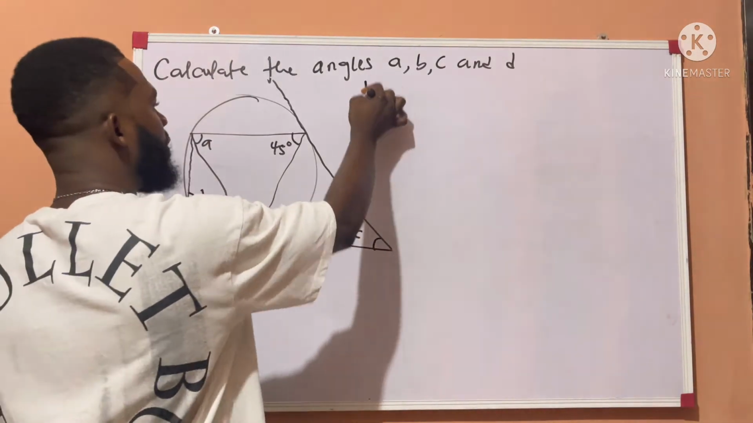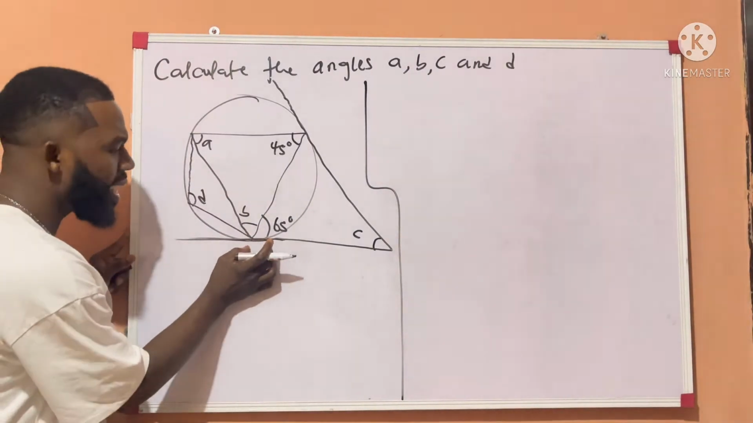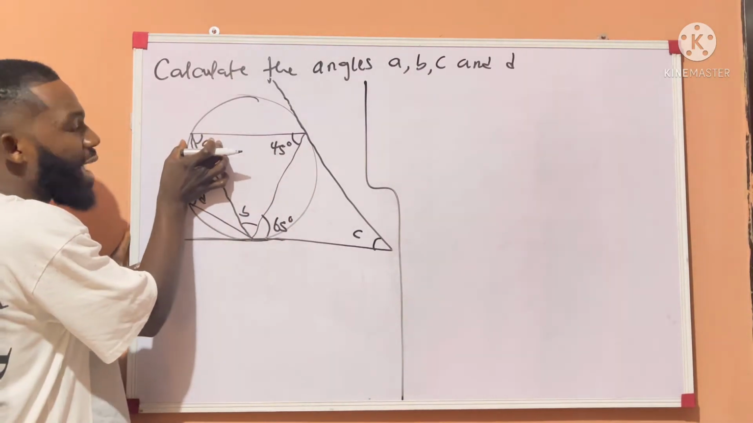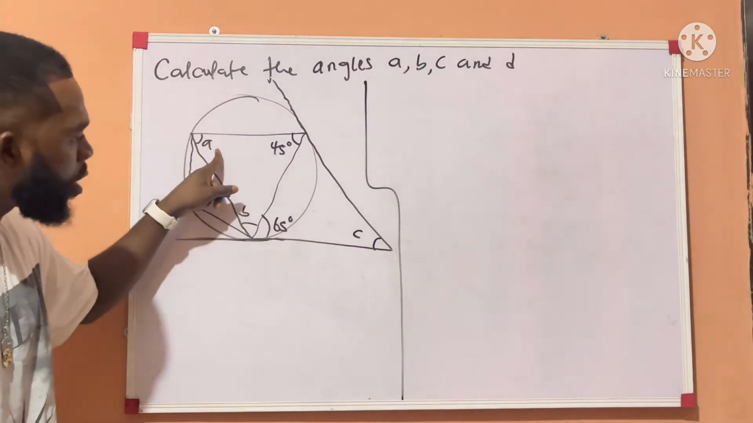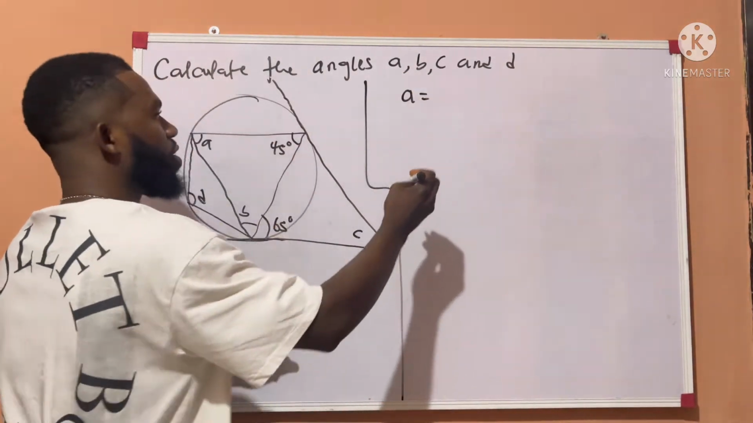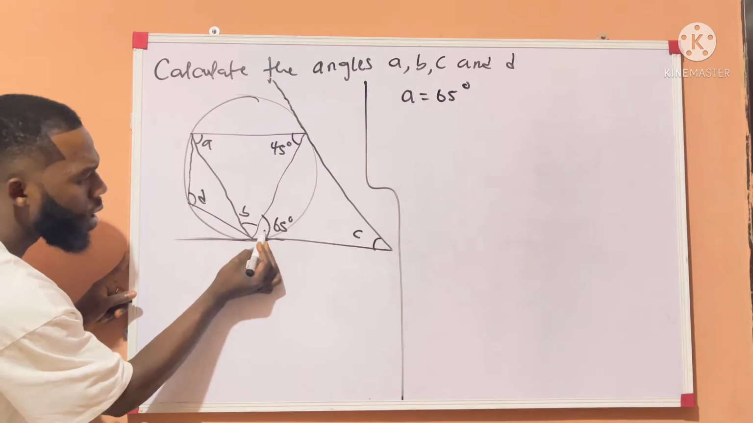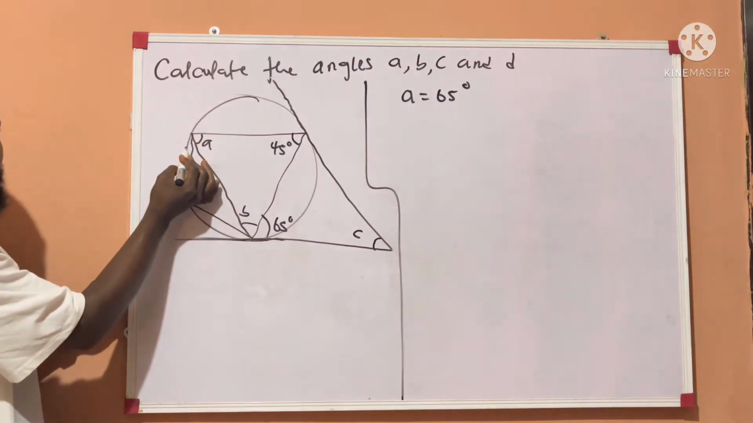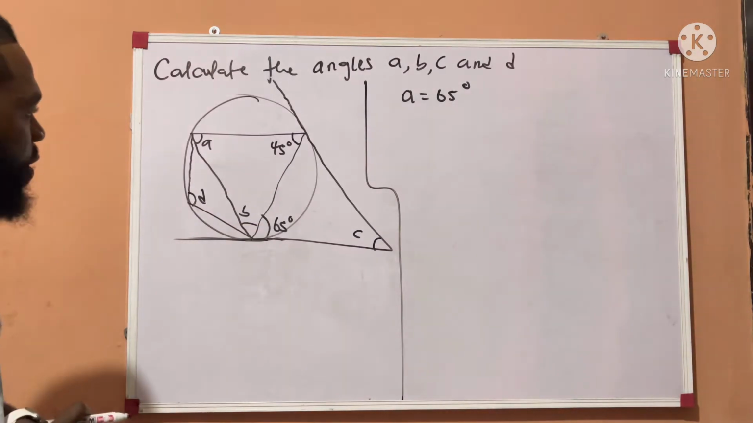Now let us begin. If I want to get the value of A, you are going to apply the theorem which says the angle between a tangent and a chord is equal to the angle in the alternate segment. This is the theorem which we are going to use to get the value of A. So it simply means that A is equal to 65 degrees, because 65 degrees is an angle between the chord and the tangent. So if you have an angle here, it is equal to the angle here in the alternate segment. If you go through the theorem, you will know what I'm talking about. So A is 65 degrees.